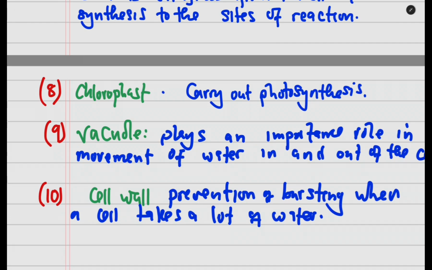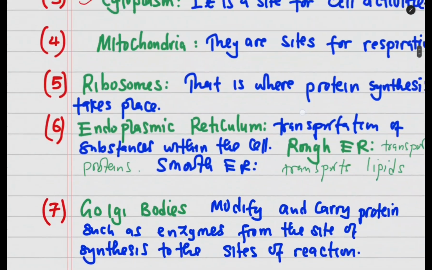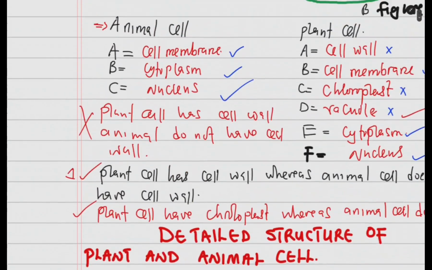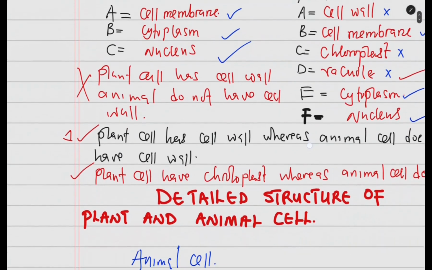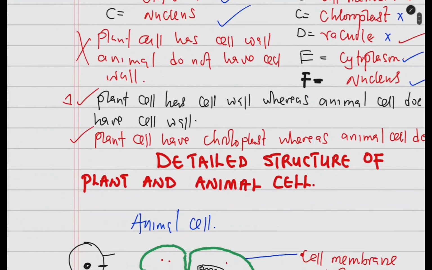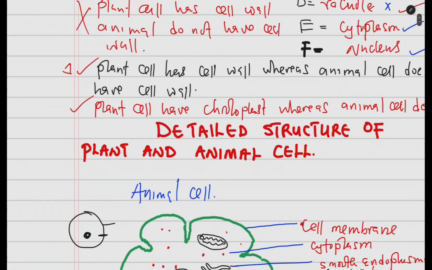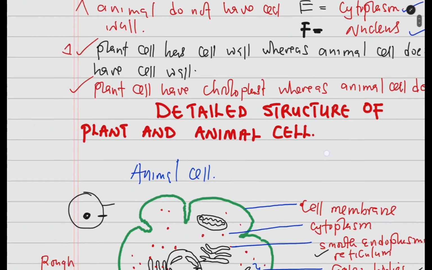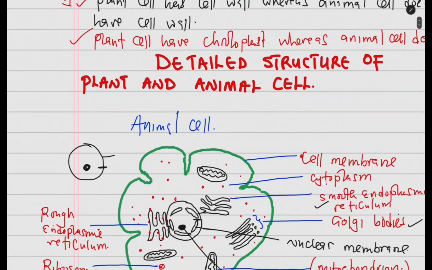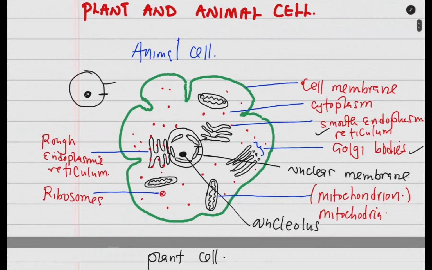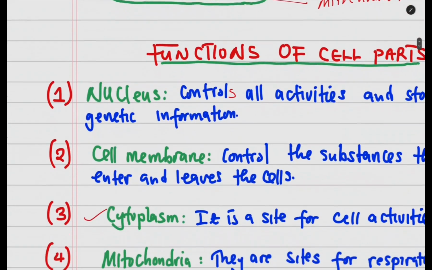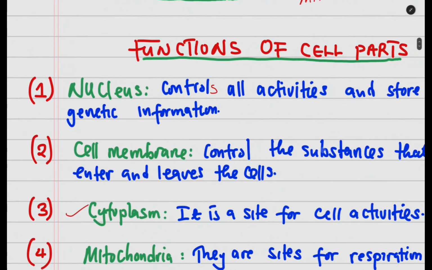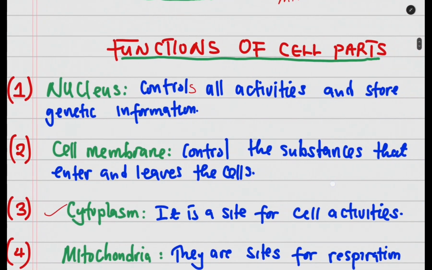So that is where we can end. We have looked at the simple structure of animal and plant cells. We have looked at the parts of the simple structure of plant and animal cells. We have looked at the differences between plant and animal cells. We have looked at the detailed structure of plant and animal cells, the parts in the detailed structure, and we ended by looking at the functions of the cell parts. So we can end here.